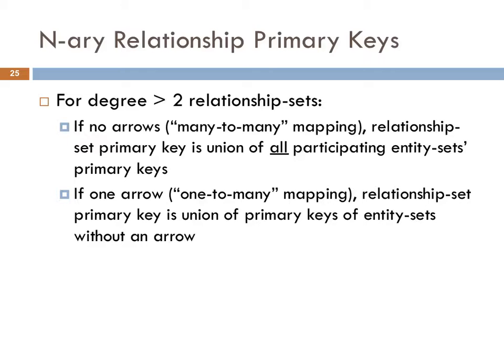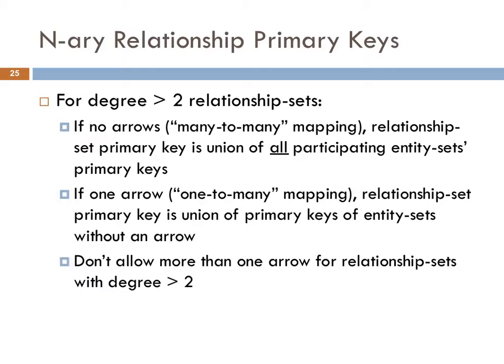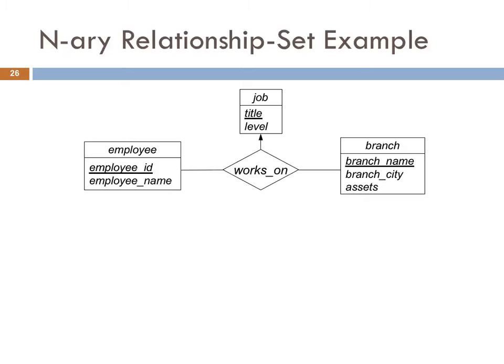Because that's a thing, so it's the combination on the sides without the arrow, the combination that can only appear once. So the primary key is going to include all those guys. And we simply don't allow more than one arrow for relationship sets with more than 2 entity sets participating. Okay? All right, those are the rules. Let's see, what else do we have?